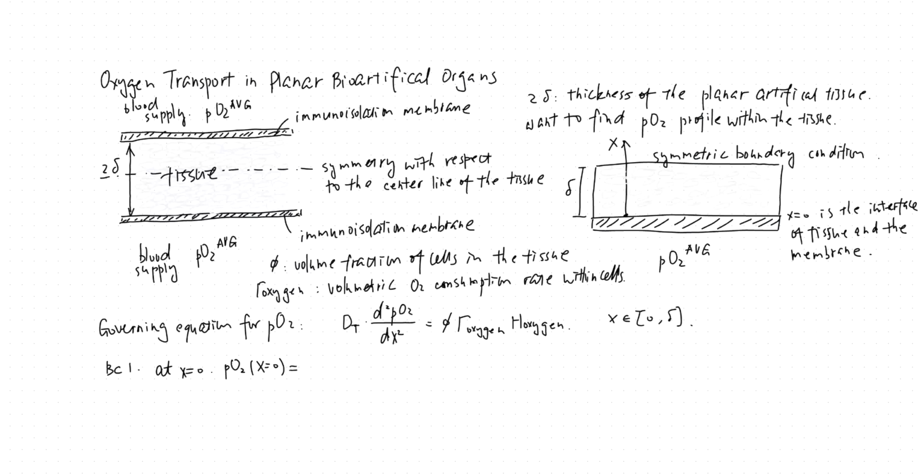So the PO2 at x equal to 0, we give it a name, we just call it PO2 at x equal to 0. So it will be determined later. Oh yeah, we did that for the spherical cell. And this is to be determined. Now the boundary condition two, at x equal to delta.